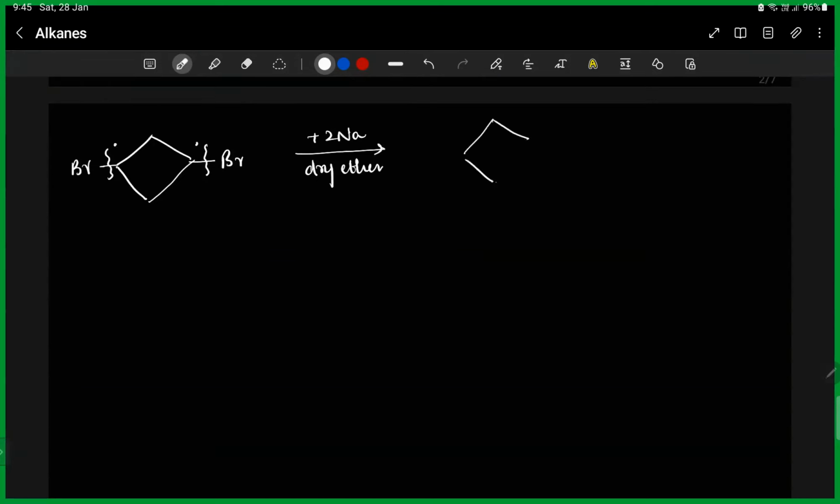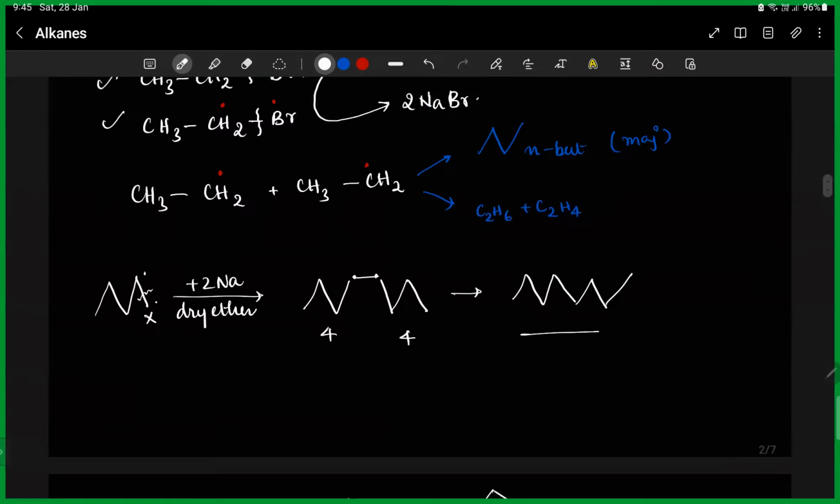Another question of Wurtz reaction can be something like this. So we have a bromine here, we have a bromine here, two bromines. So let's repeat 2Na plus dry ether, in presence of dry ether. So what would happen? Here you can see a radical is formed. Here also a radical is formed. So this will be the product formed. So these questions are based on Wurtz reaction.